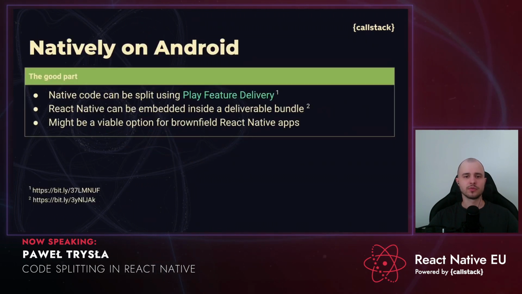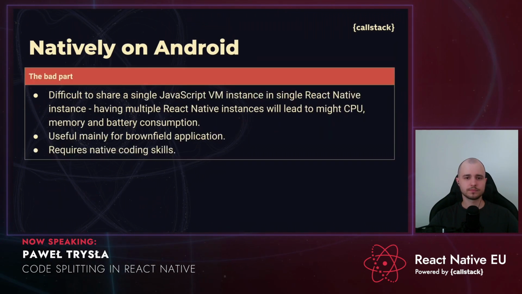Let's start with Android. Natively on Android, we can use a feature called Play Feature Delivery. It allows to split native code into multiple bundles. It is even possible to embed React Native inside such bundle. In context of React Native, Play Feature Delivery can be an option for brownfield applications. But Play Feature Delivery has some drawbacks.